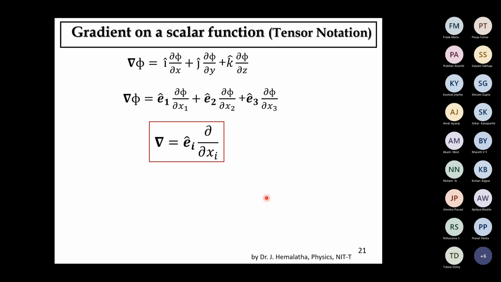See how simple it is. That's why I asked whether you could do it. Ei cap dou by dou xi. This is the tensor notation for gradient.